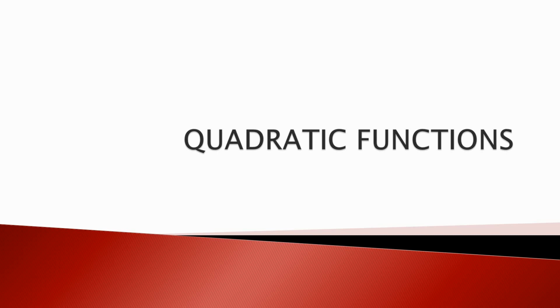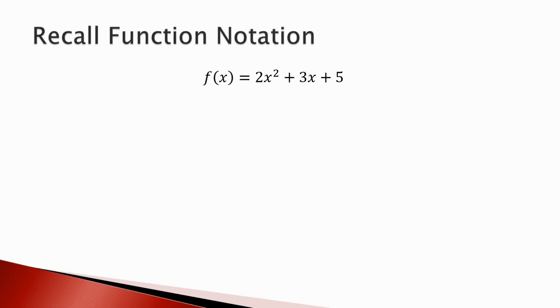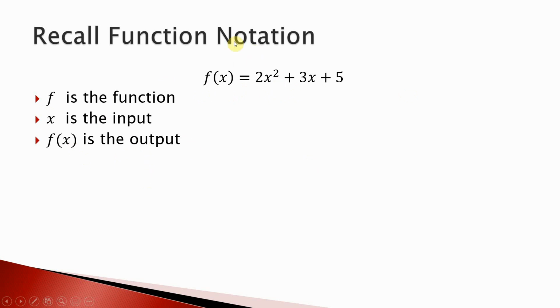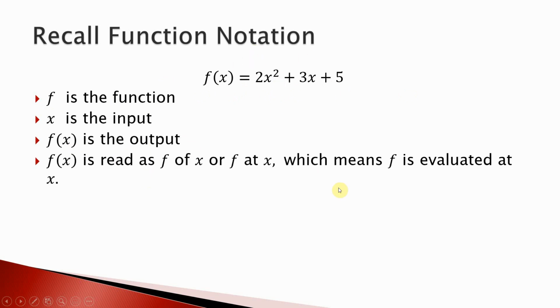Today we are going to talk about quadratic functions. Before talking about quadratic functions, let's recall some basic function notation. Here function f is defined as f of x equals 2x squared plus 3x plus 5. F is the function, x is the input, f of x is the output, which is given by this formula. This is read as f of x or f at x, which means f is evaluated at x. F of x is not f times x, so this is important.